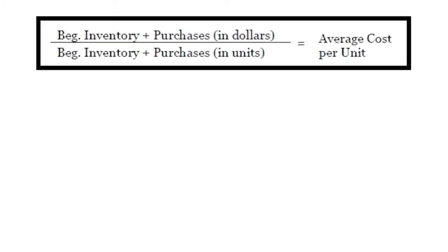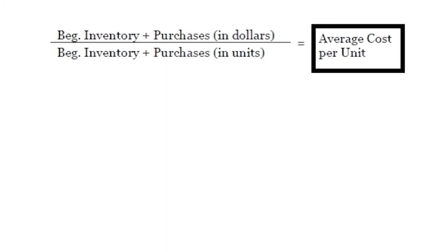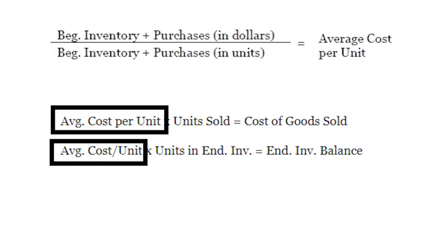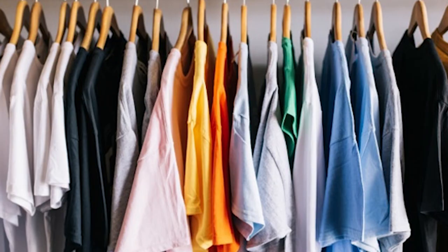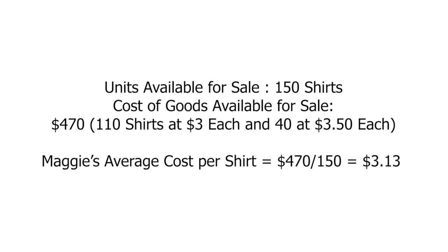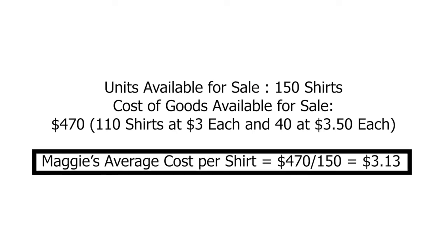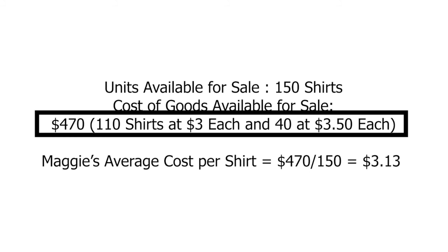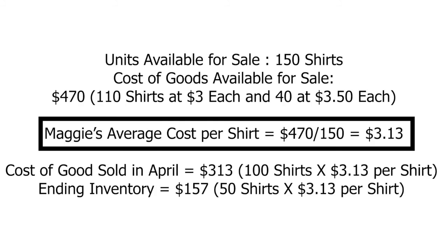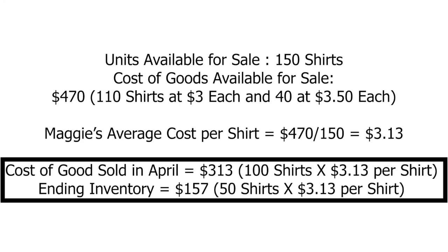The average cost method is just what it sounds like. It uses the beginning inventory balance and the purchases over the period to determine an average cost per unit. The average cost per unit is then used to determine both the cost of goods sold and the ending inventory balance. Let's go back to that example. Under the average cost method, Maggie's average cost per shirt for April is calculated like this. Her total units available for sale over the period is 150 shirts. Her total cost of goods available for sale is $470.